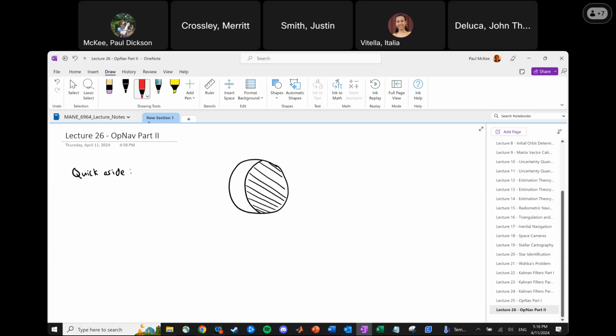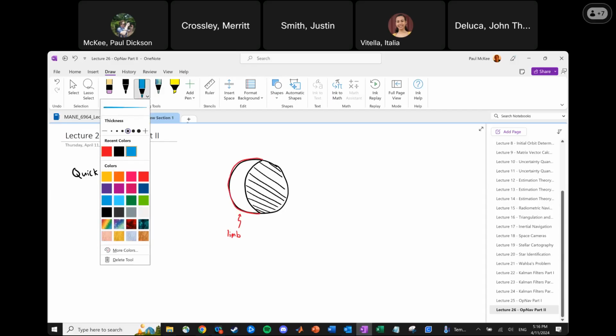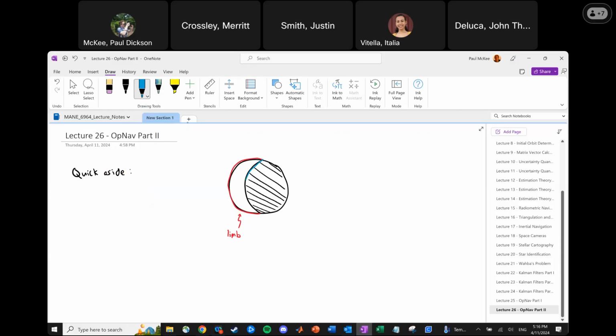Then this side right here, I'm going to highlight in red. This area is called the limb. And then I'll change color to blue. This line right here. I've somehow achieved erasing the line rather than drawing one. There we go. This line right here is called the terminator.